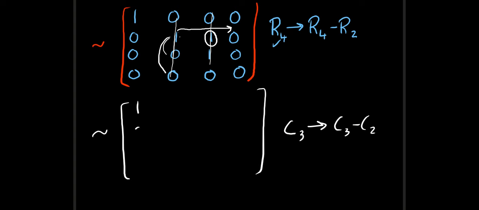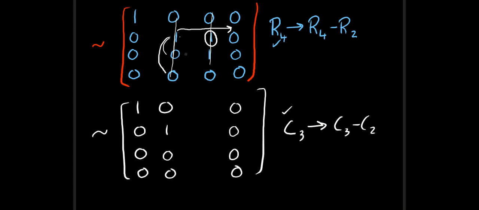So I'll write the first column, I'll write the second column, and the last column as such, because only the 3rd column will change. Now 0 minus 0 is 0, 1 minus 1, 1 minus 0, and 0 minus 0. Well, that's it. We are already at the last step.